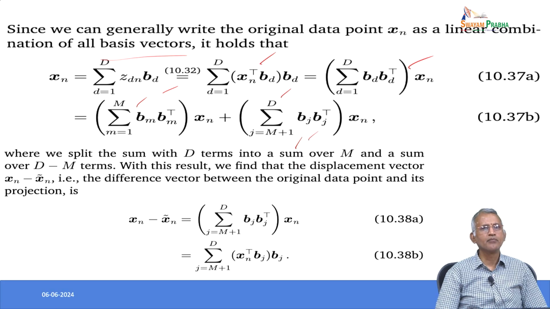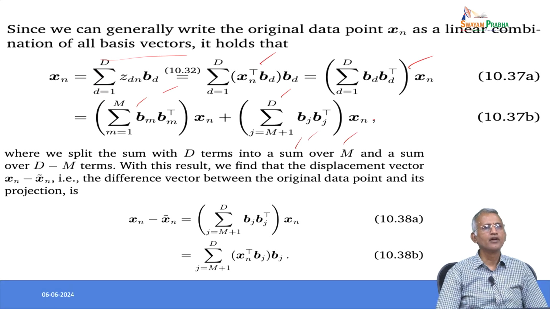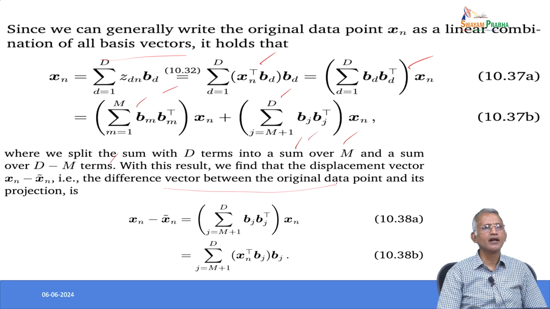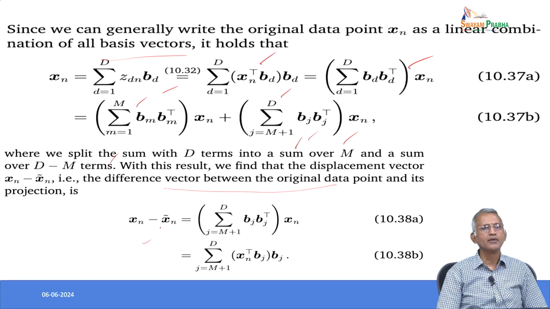Now, we split the sum with the D terms into a sum over M and a sum over D minus M terms. With this result, we find the displacement vector x_n minus x_n bar. So, the difference vector between the original data point and its projection is x_n minus x_n bar equal to summation j equal to M plus 1 to D b_j transpose into x_n, which is equal to summation j equal to M plus 1 to D x_n transpose into b_j.